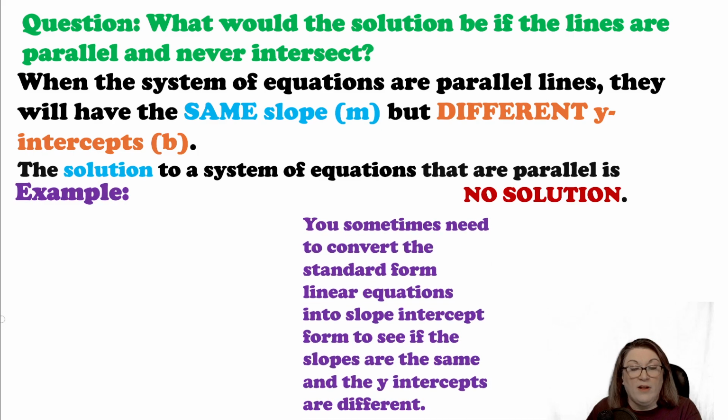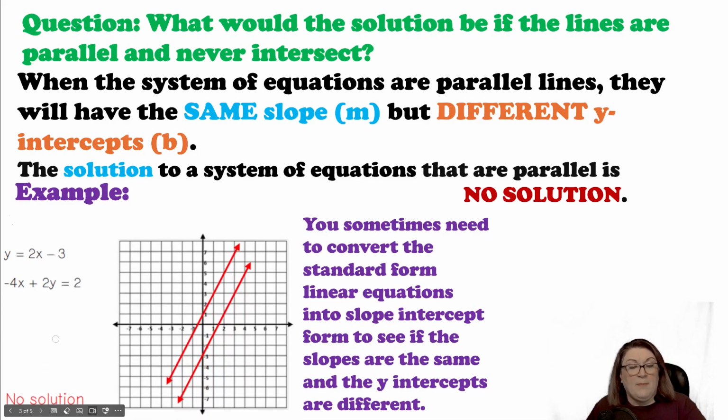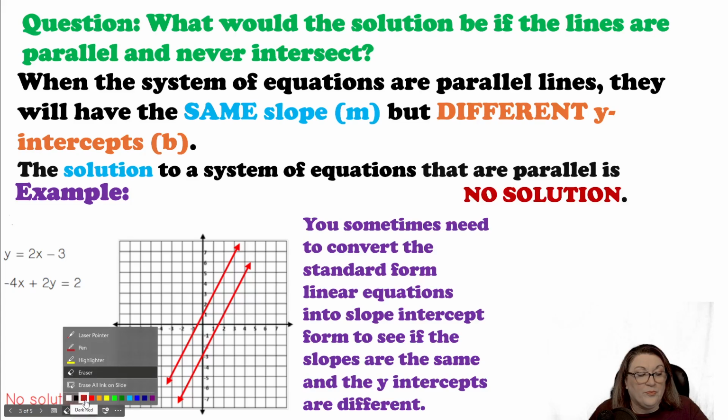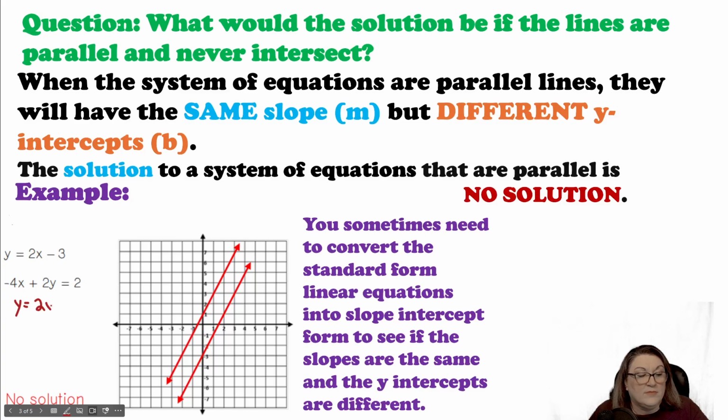So if you think about it, here's an example of a parallel line situation where if you're looking at these two equations, it's really hard to tell if they have the same slope because one's in slope-intercept form, one is not, right? So if you convert the second one from standard form to slope-intercept form, you will see that you will get y = 2x + 1.